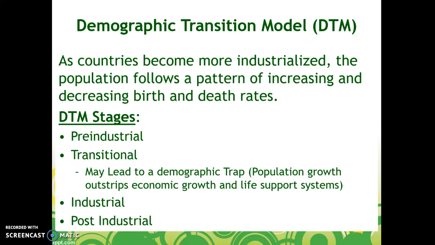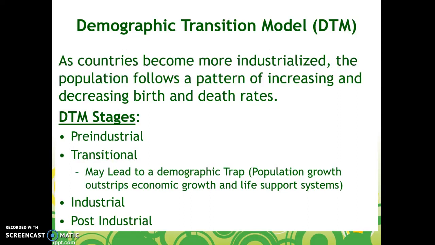So the first thing we're going to look at in this chapter is the demographic transition model. If you're coming from AP Human Geography, you've seen this before. This is nothing new. But it tells us that as countries become more industrialized, the population follows a pattern of increasing and decreasing birth and death rates.